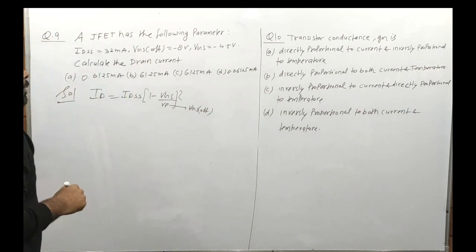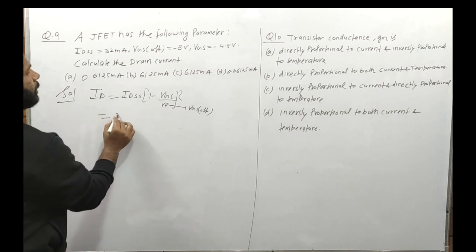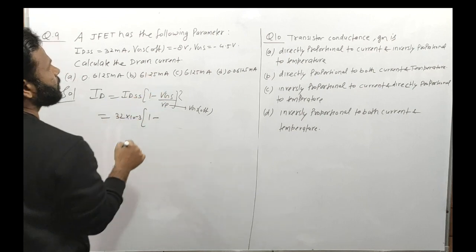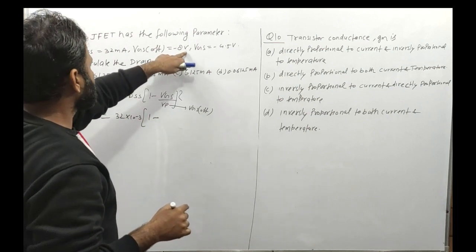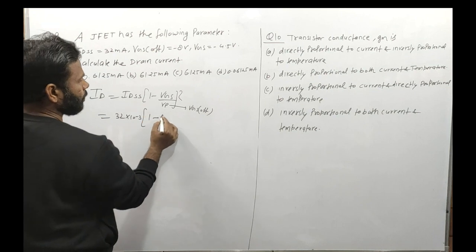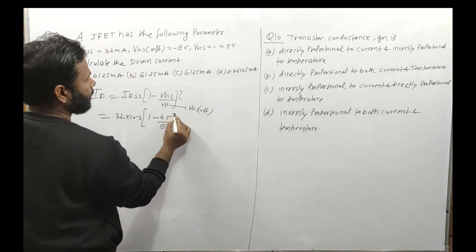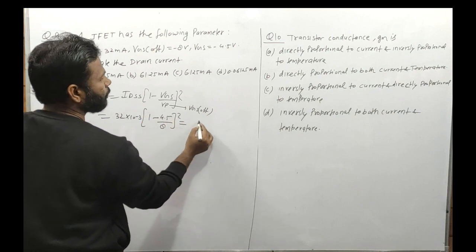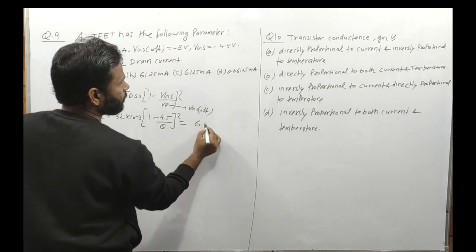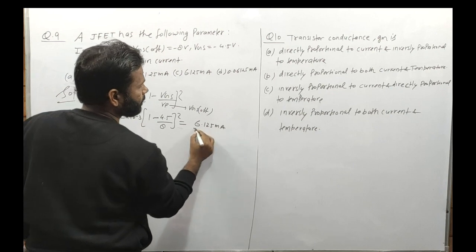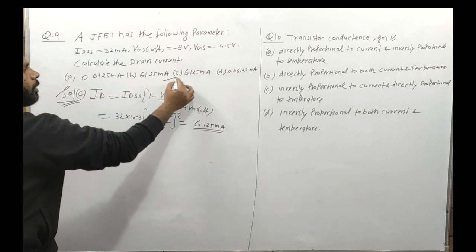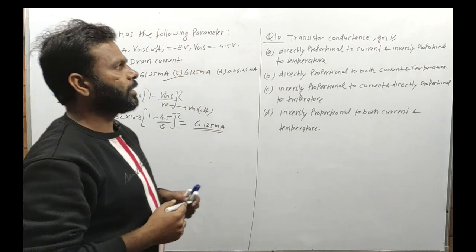Now this VP is also called VGS(off). Clear till here? Now just apply the values: 32 milliampere, that is 10 to the power minus 3. 1 minus VGS is how much? VGS is minus, VP is also minus, so 4.5 divided by 8, that is squared. When you solve this value, you come to the conclusion that it is 6.125 milliampere. Just solve it, you will get this answer. So what will be the correct answer? C will be absolutely correct.